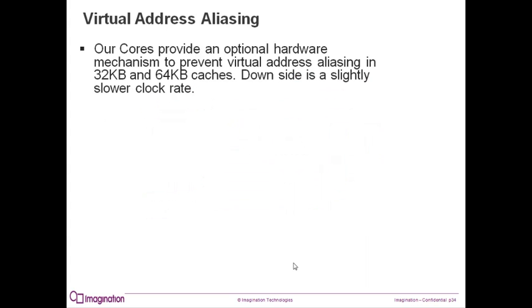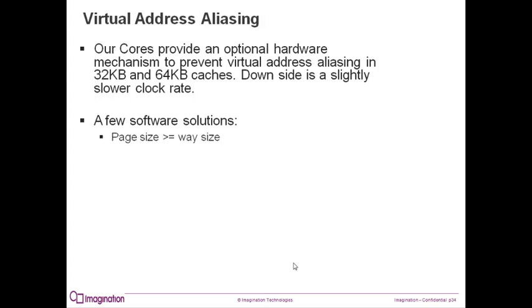The easiest way to avoid aliasing is to create your core using the optional hardware anti-alias option. There may be a small difference in the clock rate you can achieve by using this option. To see if your core was built with this option, you can check bit 16 of the CP0 config 7 register.